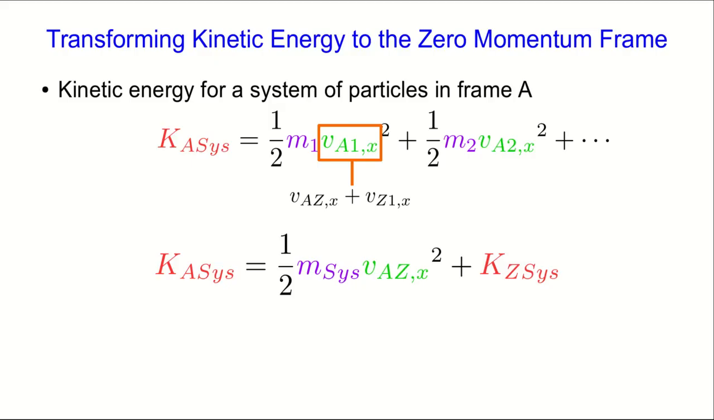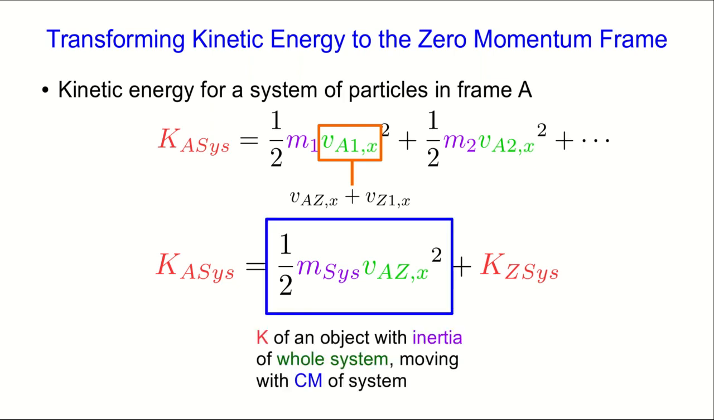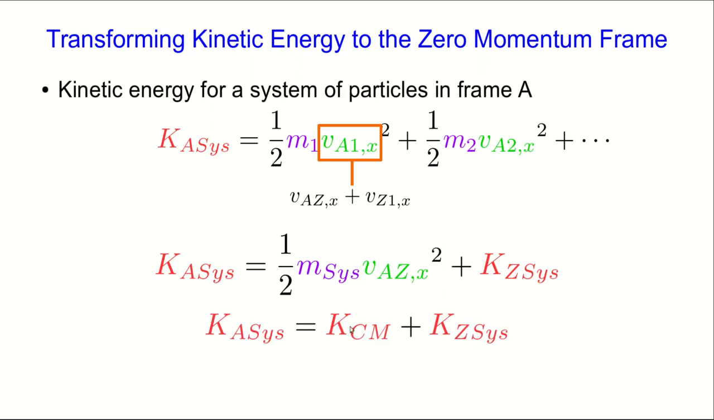Let's just spend a little bit of time looking at this relationship and thinking about the meaning of the quantities in it. If you look at this first term, you see that it's a half mv squared. It's of that form, and so it's a kinetic energy, and specifically it's the kinetic energy of some imaginary object which has an inertia equal to the inertia of the whole system, and it's moving at the center of mass velocity of the system. And so this often gets called the kinetic energy of the center of mass.